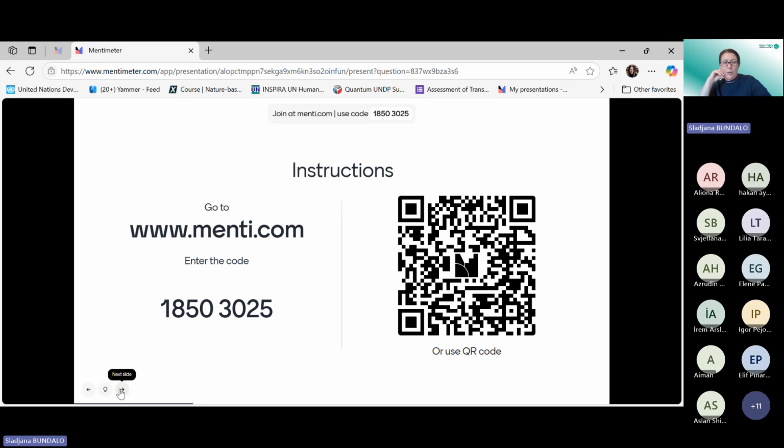I will wait a few seconds for you to get into the application. So, menti.com in your Google browser, and then the code is 18503025, or just use the QR code.